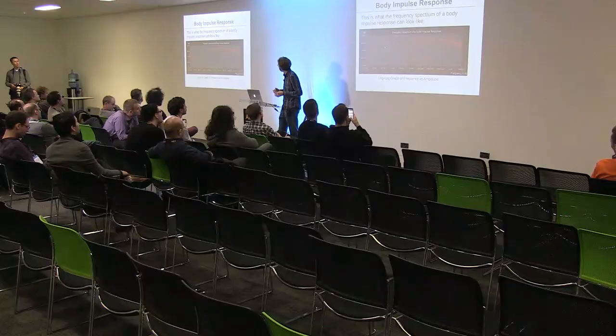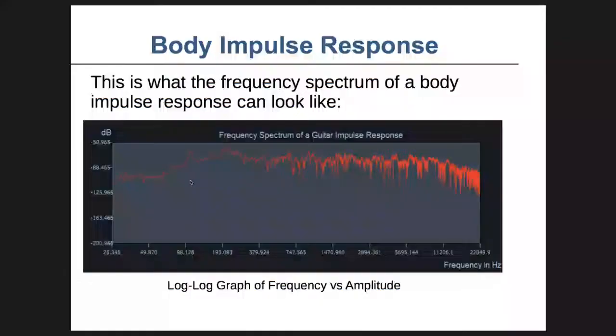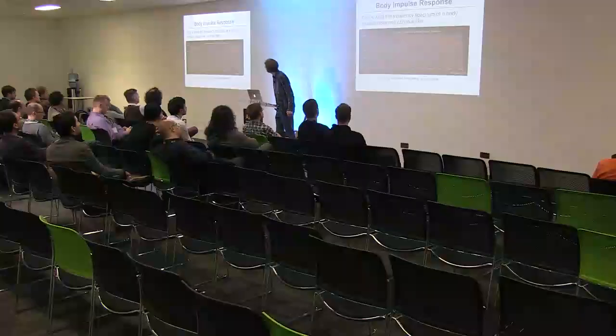This is a graph which shows what such a body impulse response can look like. You see the frequency on the x-axis, going from 0 to 22 kilohertz. And then you have the amplitude of the frequencies. You can, for example, see a very clear node at 110 hertz and 220 hertz. It's like a low frequency node for my guitar.